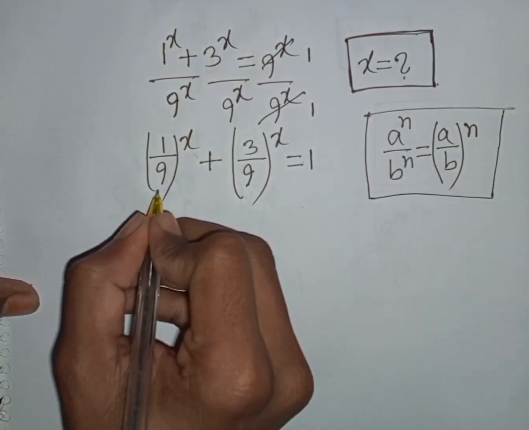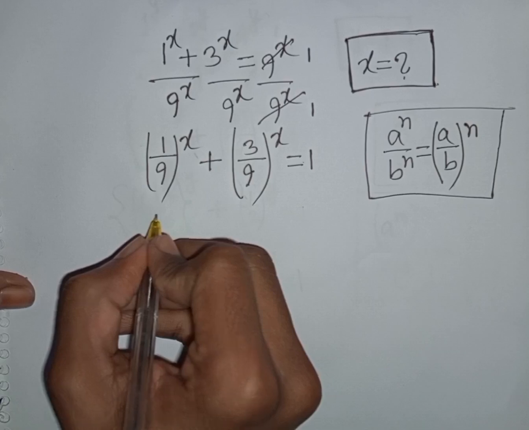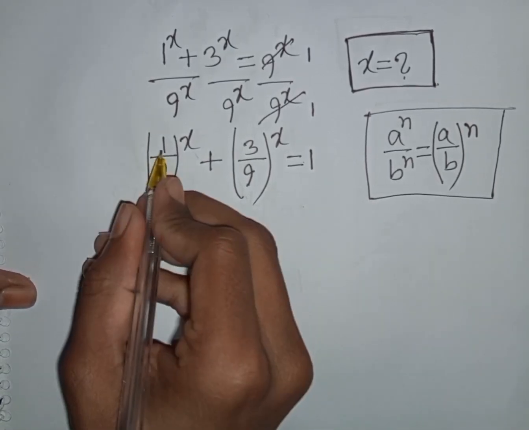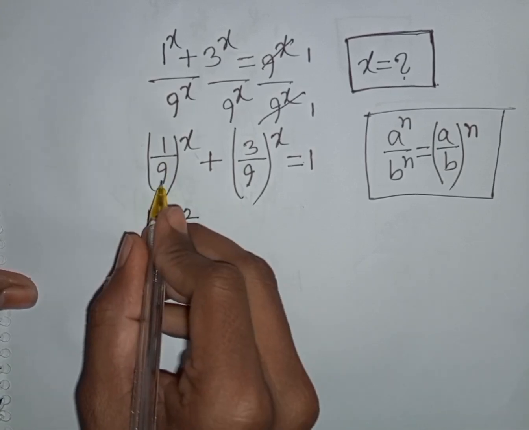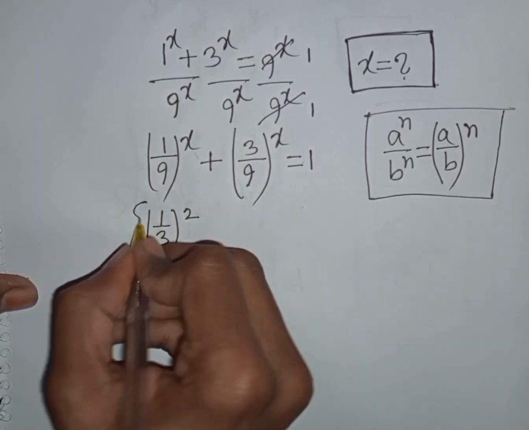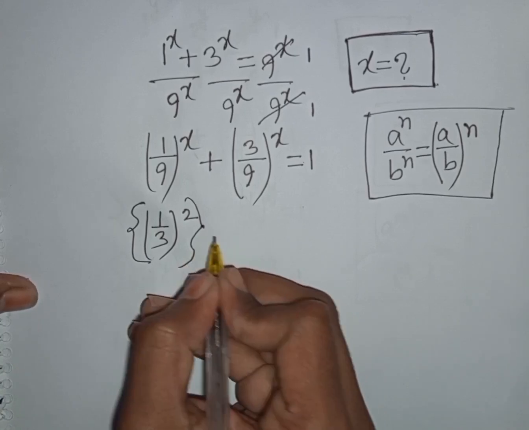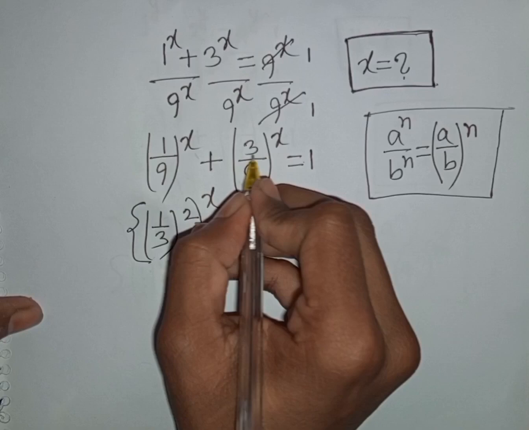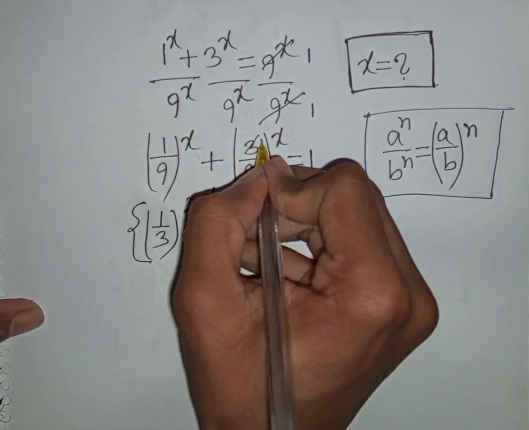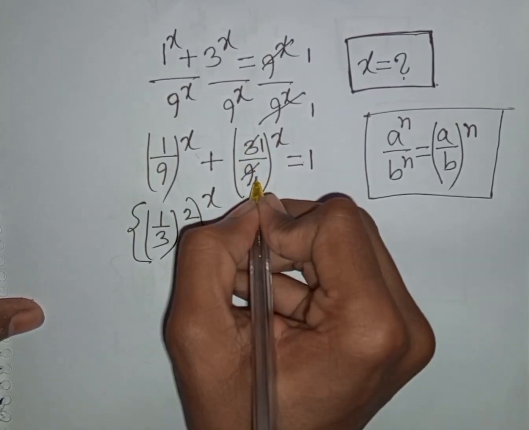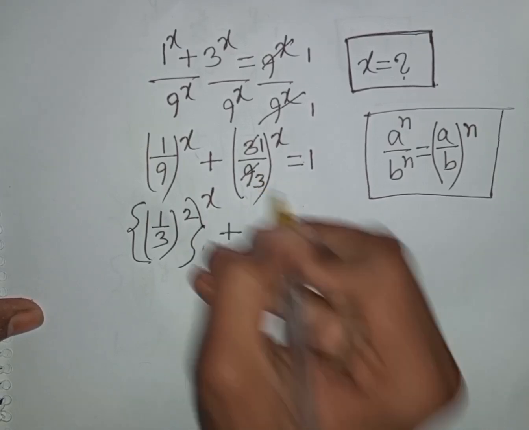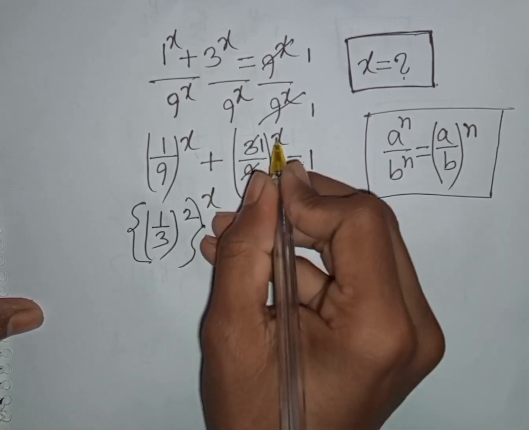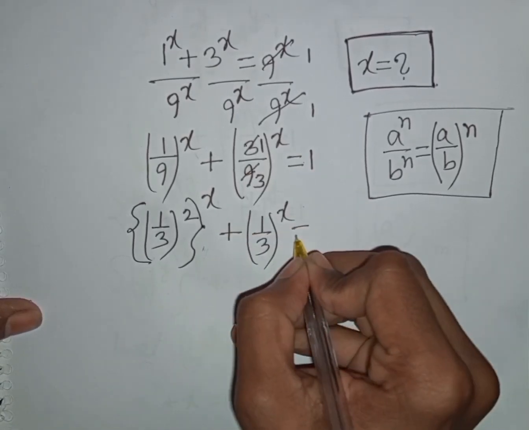Now 1/9 can be written as (1/3)^2. So the first bracket can be written as ((1/3)^2)^x plus, here 3 divided by 3 is 1, and 9 divided by 3 is 3, so we have (1/3)^x is equal to 1.